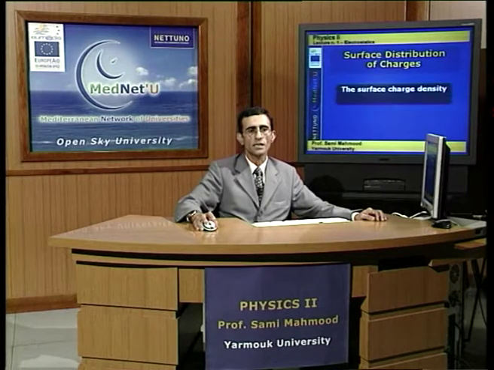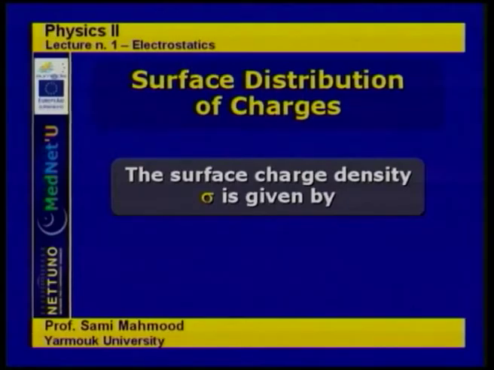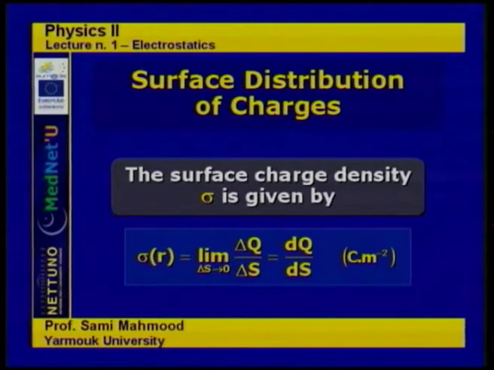Second, the surface density is defined in a similar way. The surface density sigma is defined as the limit as the surface area delta S goes to 0 of the charge delta Q on that surface element over delta S. So dQ by dS is simply the surface charge density at position r, and r is the position of the surface element dS. And the unit of this density is coulomb per meter squared, because the area is meter squared.